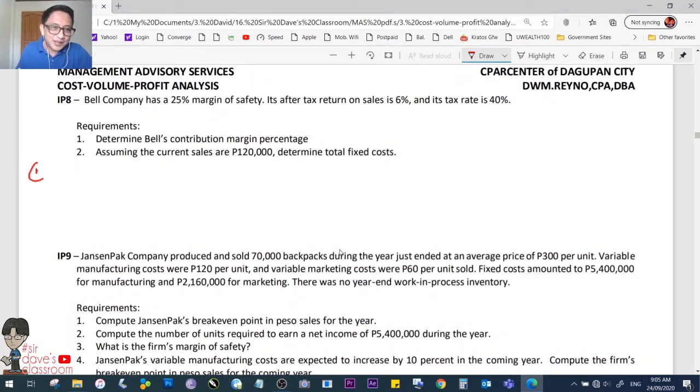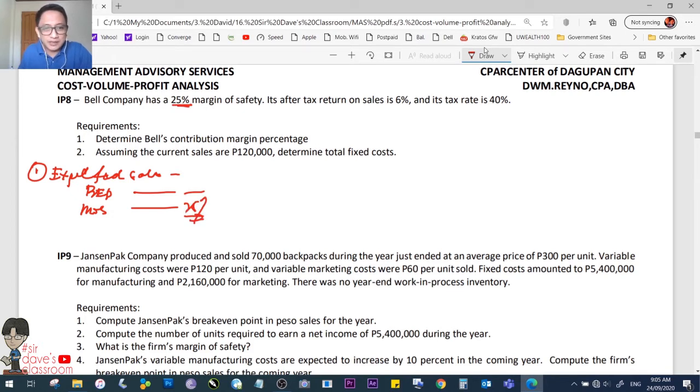Alright? The expected sales less your break-even point in sales gives you your margin of safety. The margin of safety is given in the problem to be 25%. The expected sales being the basis necessarily should be 100%. The break-even sales is therefore 75%. Expected sales either in units, break-even sales in either units also or pesos, units or pesos. Alright? Now, what does this mean?